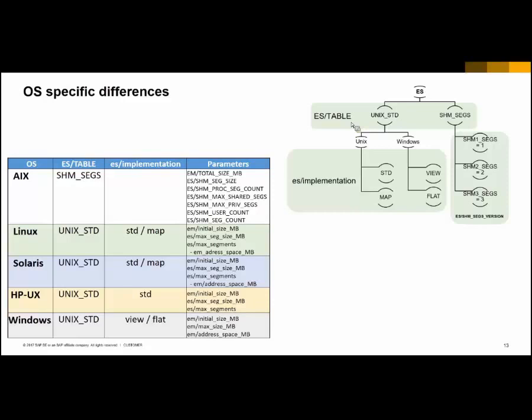The second relevant parameter that we need to check is ES/IMPLEMENTATION. It defines the implementation of the memory management on Unix-based operating systems. We can use values STD or MAP. Both are allowed. Normally on a 64-bit Linux system, the recommendation is STD. Value MAP works for Linux and Solaris, but not on HP-UX. On this table here, we can see which are the possible configurations and the mainly involved parameters.